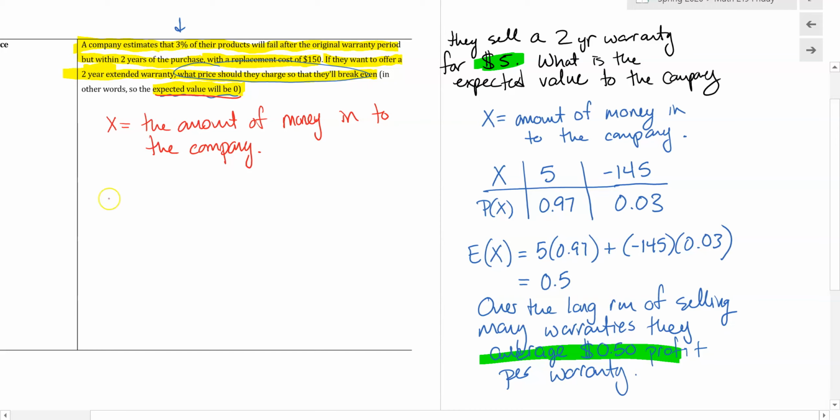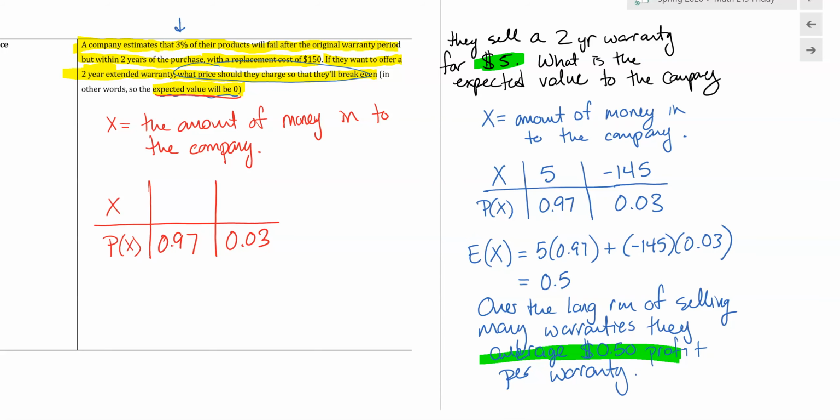Let's write out what can happen. Now this is where it's a little bit different. Again, I'm going to write every outcome that can occur and the probability of each outcome occurring. Well, kind of just following our example, 3% of the time their product is going to fail, and 97% of the time their product is not going to fail, and they pocket the money.